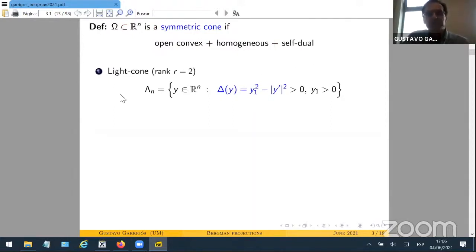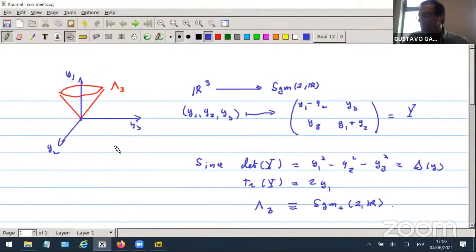So the most basic example would be the usual light cone in Rn. I had a drawing here. So this is just the usual cone. The interesting thing is that this kind of picture actually is not the correct one to understand all the properties of the cones. So you look at the light cone, for instance, in R3, in terms of matrices, then the properties of the group structure and the properties of the matrices will actually give you the necessary information to deal with this problem. So to convert this into a symmetric matrix, you just write the points in R3 in this form.